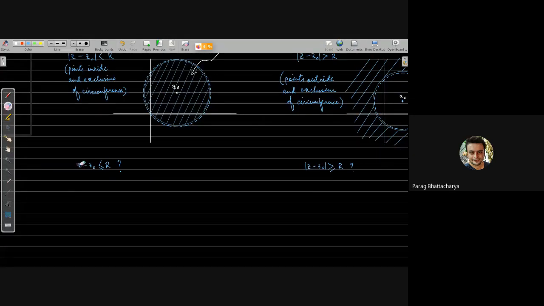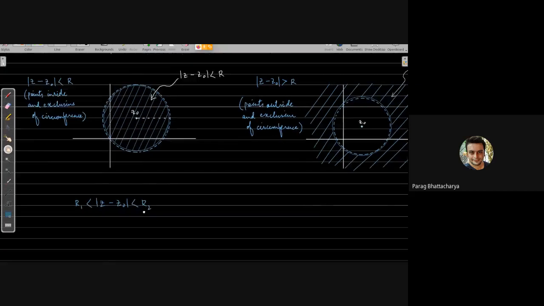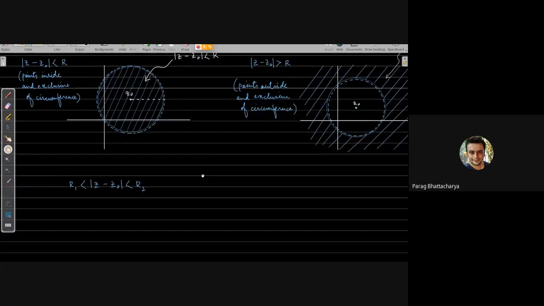The last thing that I would like to talk about here is this scenario: |z minus z naught| is between r1 and r2, that is r1 less than |z minus z naught| less than r2. What do you think will happen here?